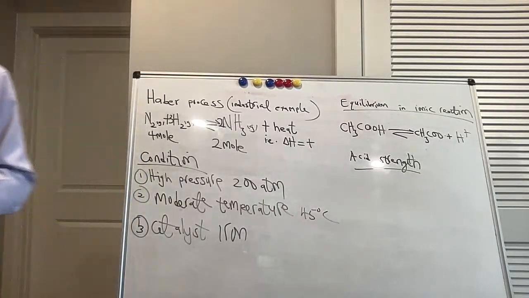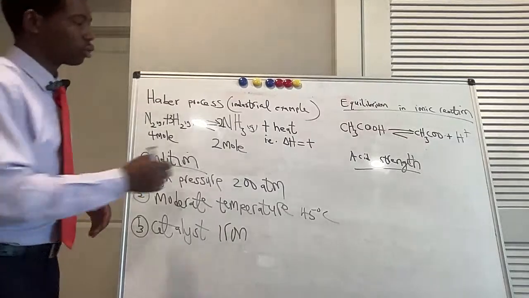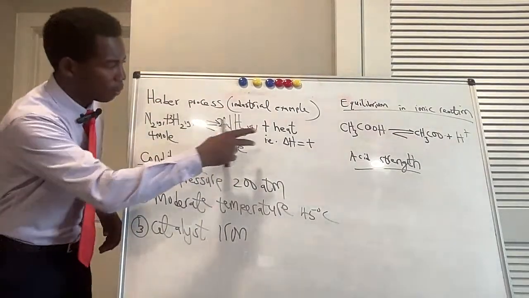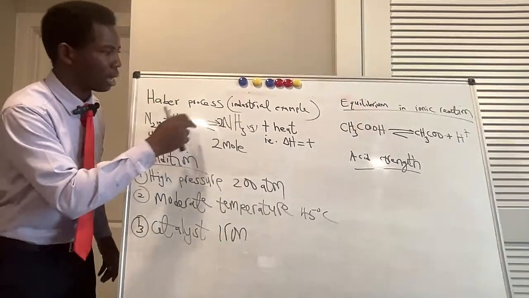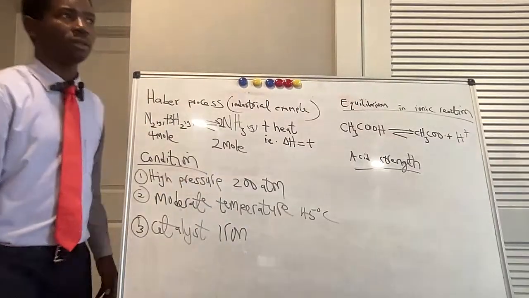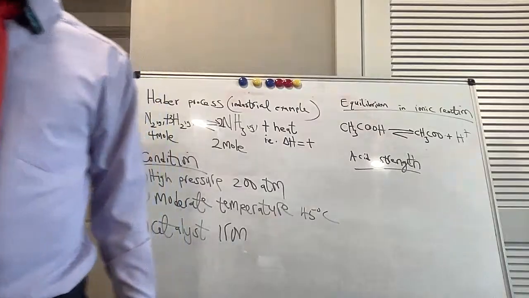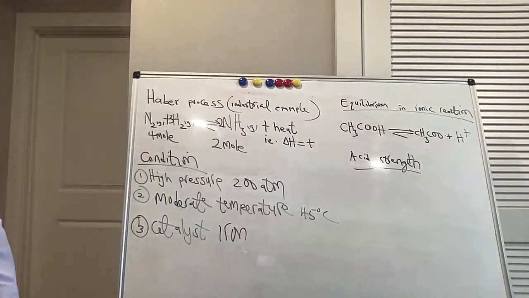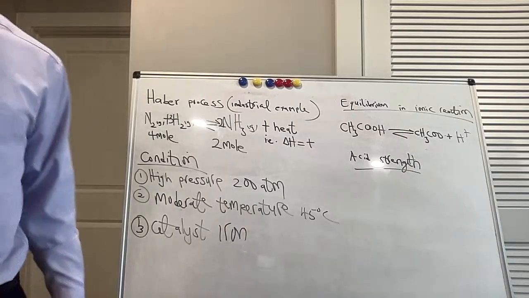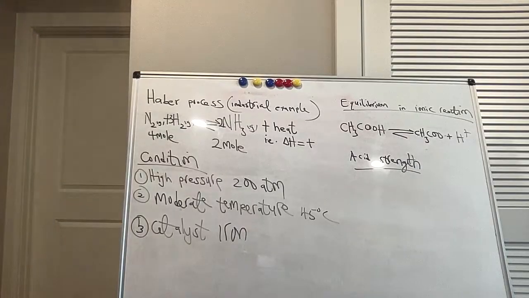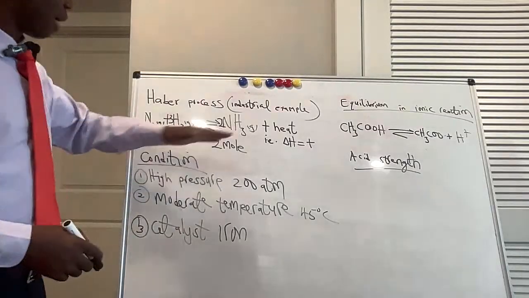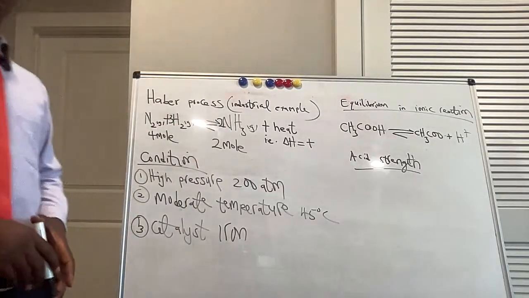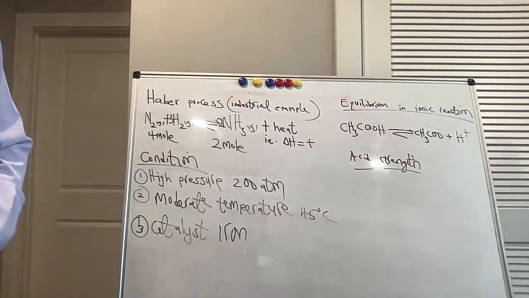Apart from that, we are still going to look at heterogeneous equilibrium, different phases. In heterogeneous equilibrium, a product can be aqueous or gas, and we can have solid. That's what we call heterogeneous equilibrium. So we can say an example of homogeneous equilibrium is this Haber process. It is an example of what? Homogeneous equilibrium.